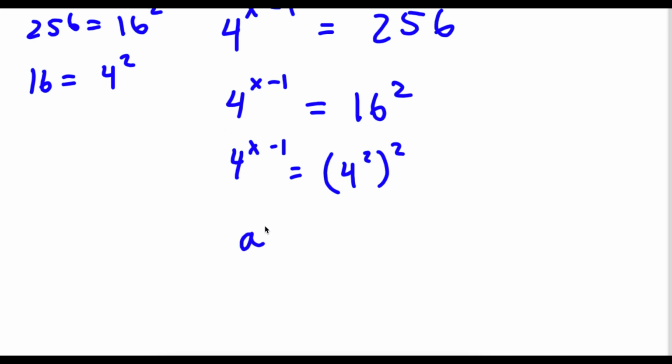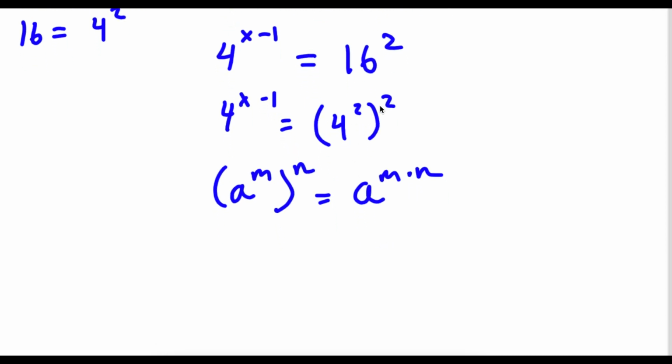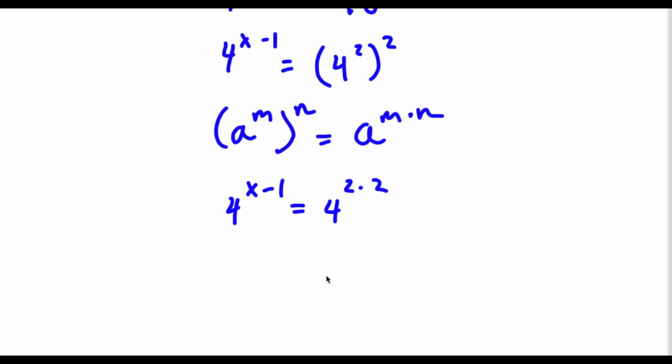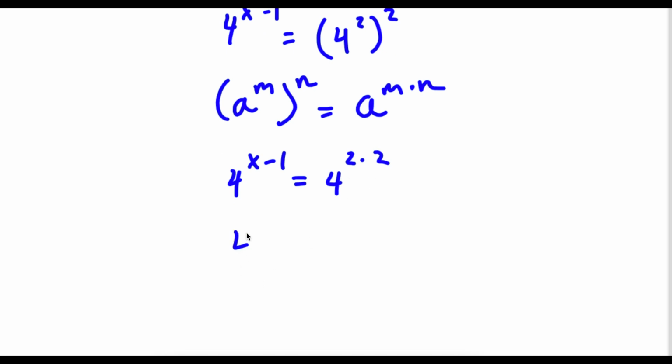Now if I have something in the form a to the power of m to the power of n, this is the same thing as a to the power of m times n. So 4 to the power of 2 to the power of 2, that's going to equal 4 to the power of 2 times 2. And 2 times 2 is 4, so now I have 4 to the power of x minus 1 is equal to 4 to the power of 4.